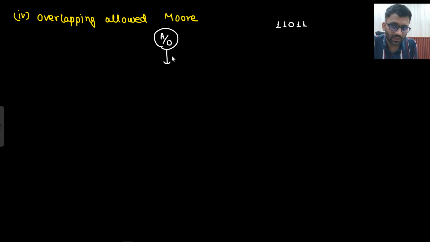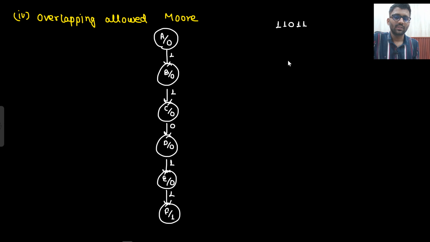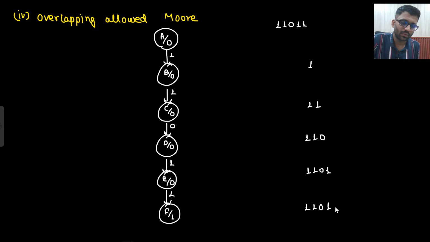So if applied input is 1, I will go to the state B. If applied input is 1, I will go to the state C. If applied input is 0, I will go to the state D. If applied input is 1, I will go to the state E. And if applied input is 1 again, I will go to the state F, giving the output equals to 1. There you go. Okay.